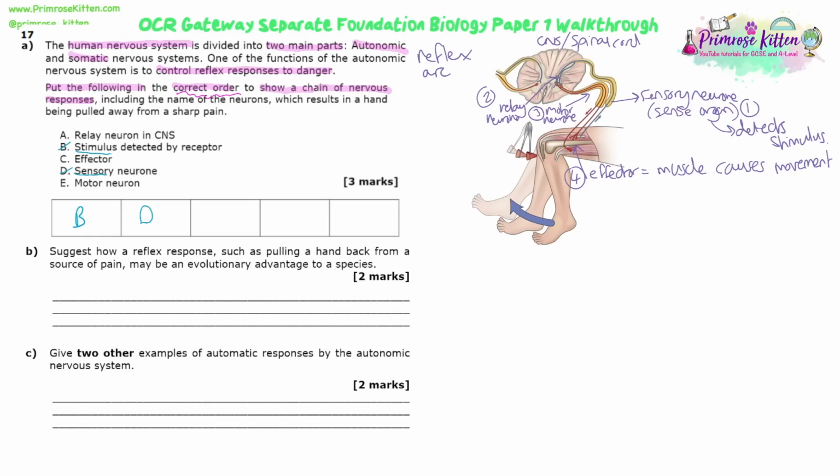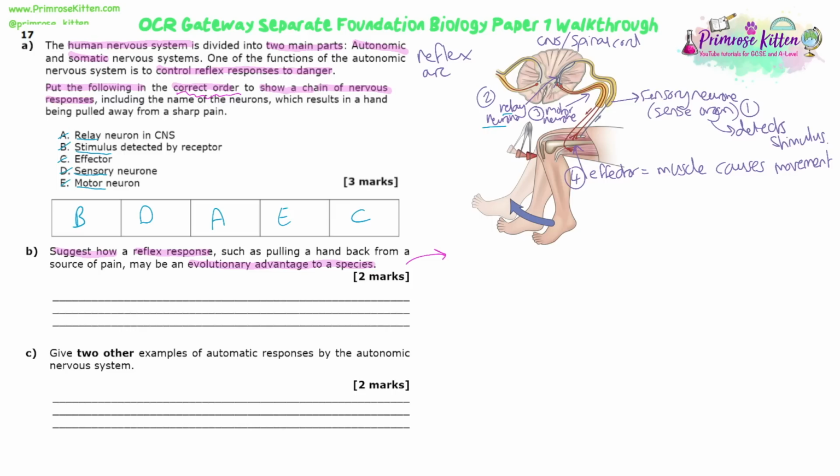Then we have it connected to our sensory neuron, so that is D. Cross these off as you go so you don't accidentally make a mistake with the wrong letter. A is then my relay neuron, because we have our relay neuron in the spinal cord. Then we're going to the motor neuron, which is E, and then we're going to our effector, which is in our muscle. And so that is C. And there we go.